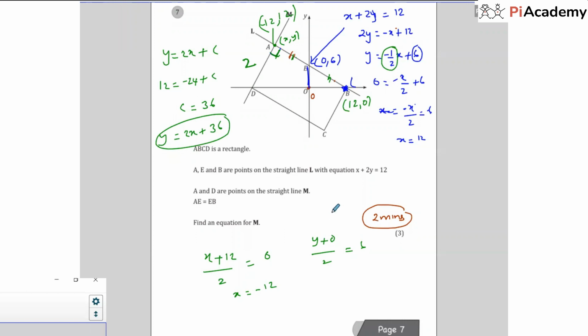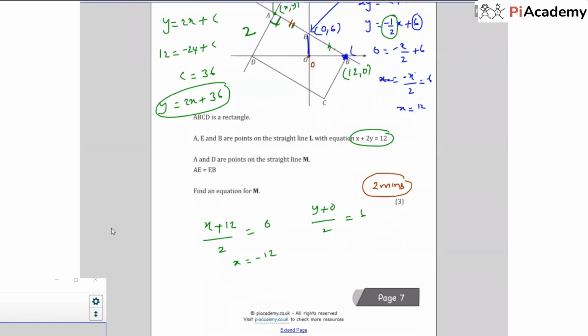Did you understand? Yes, go ahead. How's the slope of M 2? See, slope of L is negative 1 over 2, right? You know the slope of L is negative 1 over 2 because you're given this equation. This is the equation of line L. So this slope is negative 1 over 2. Now, L and M are perpendicular lines, understand that.